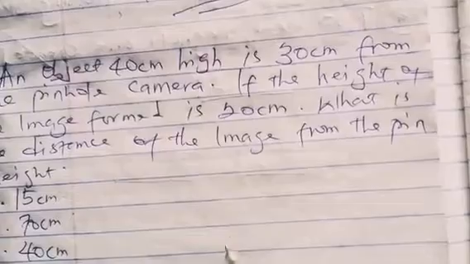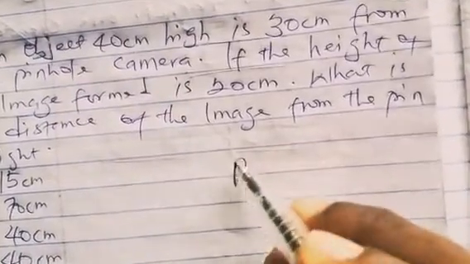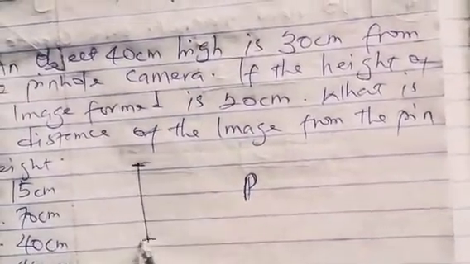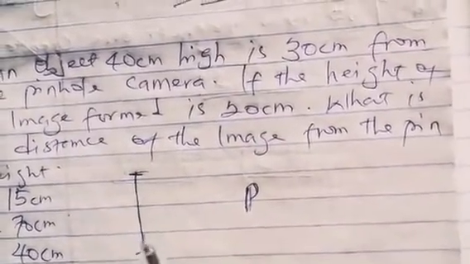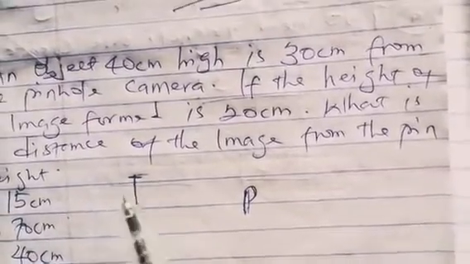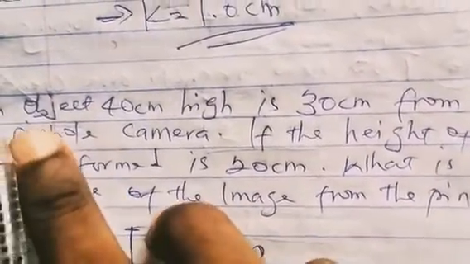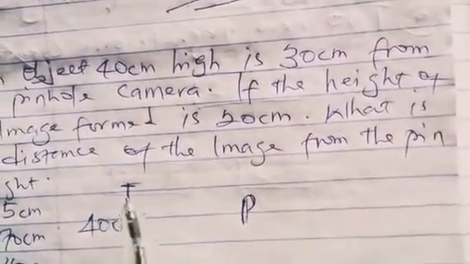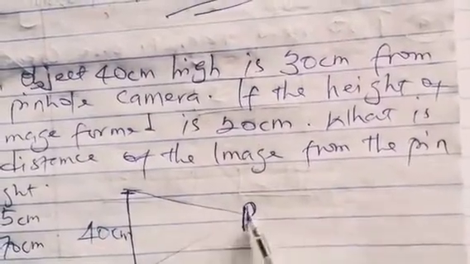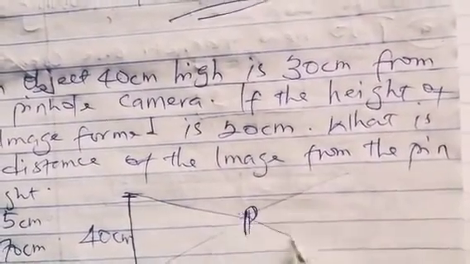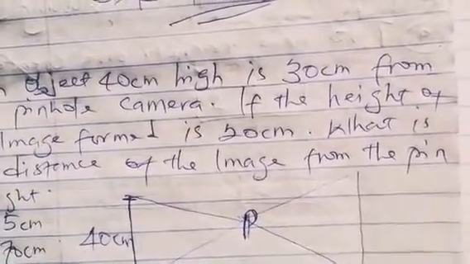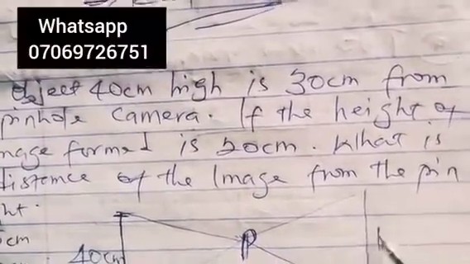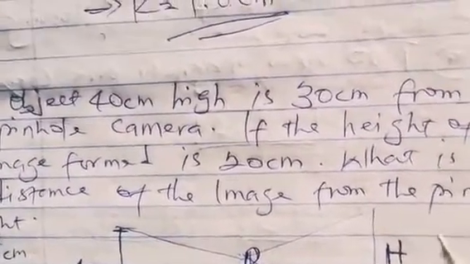Now let's say this is the pinhole P, and we have an object in front of this pinhole. This is the object. The height was given as 40 centimeter, so the height of the object is 40 centimeter, and this pinhole sees this object and produces an image on the other side of the camera. So this is the image height. It wasn't given, so let's use hi.